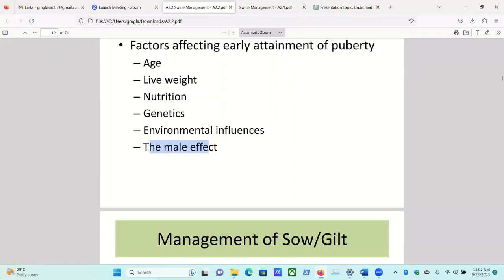Clear? So those are the factors you have to consider about when the animal is reaching puberty.